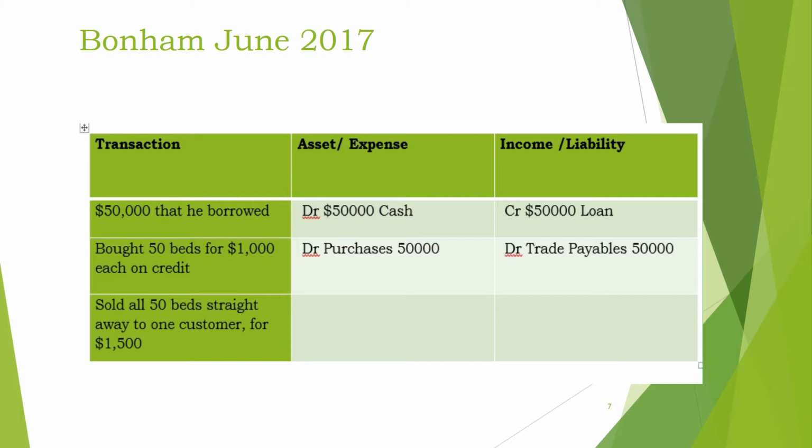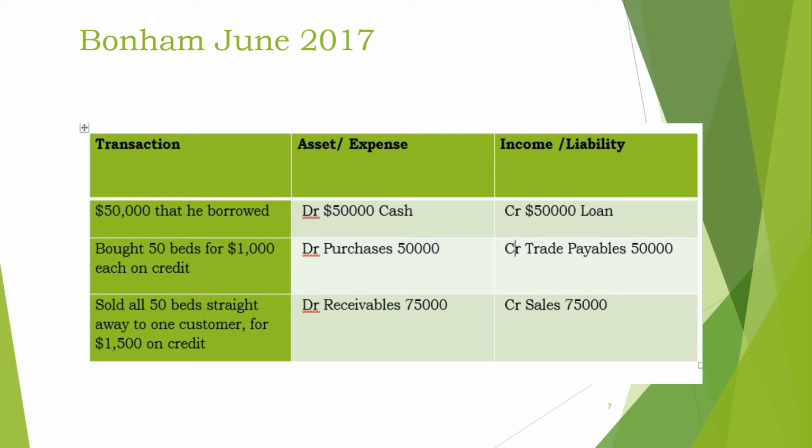Right, he bought 50 beds, and then he sold them. And he sold them right away for 1,500. Let's assume, therefore, that this is also on credit. So he sold 50 beds straight away to one customer for 1,500 on credit. So we will debit receivables. Oh, what's that? 75,000. Please be right. 75,000. And we will credit sales. Credit sales. 75,000.